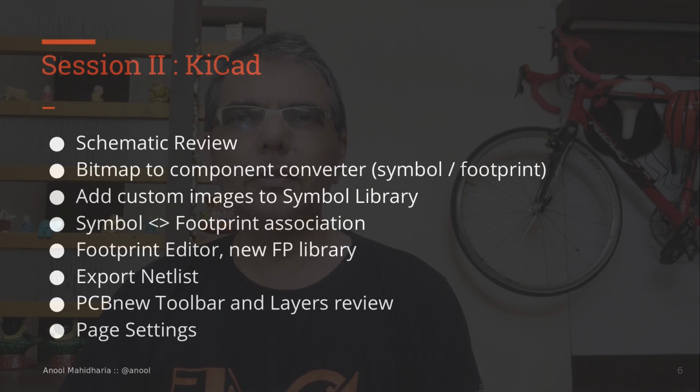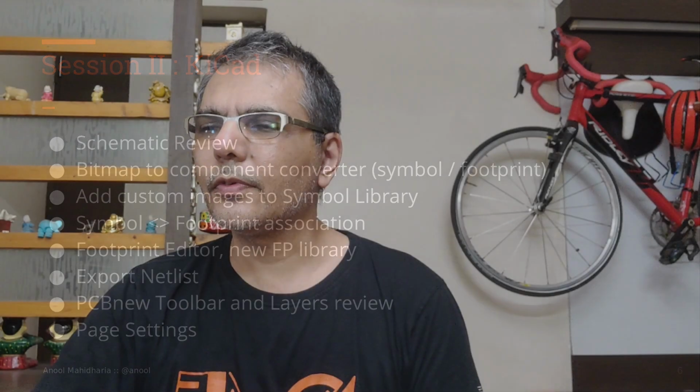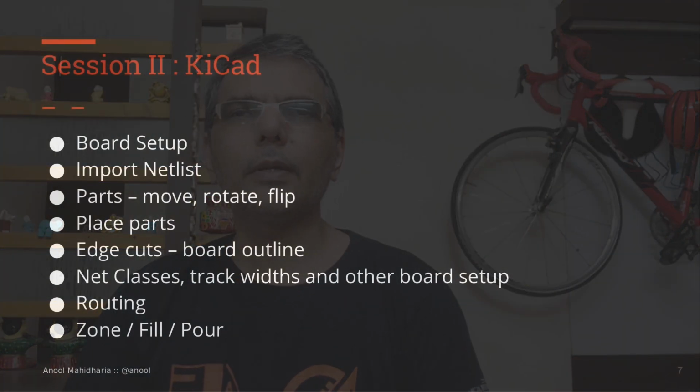We'll start the footprint editor and create a new footprint library where we'll add the two custom symbols that we have created. We'll export the netlist from eSchema and then we'll start off PCB new, where we'll look at the toolbar and the different layers. We'll do page settings, board layout and setup. We'll then import the netlist from eSchema.